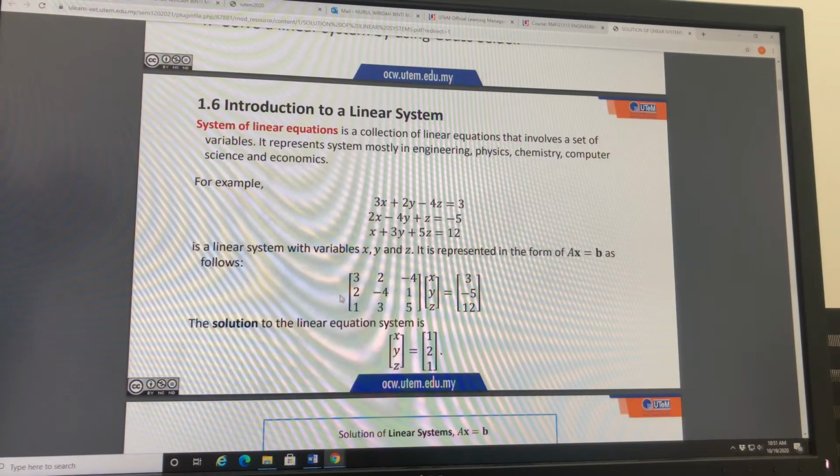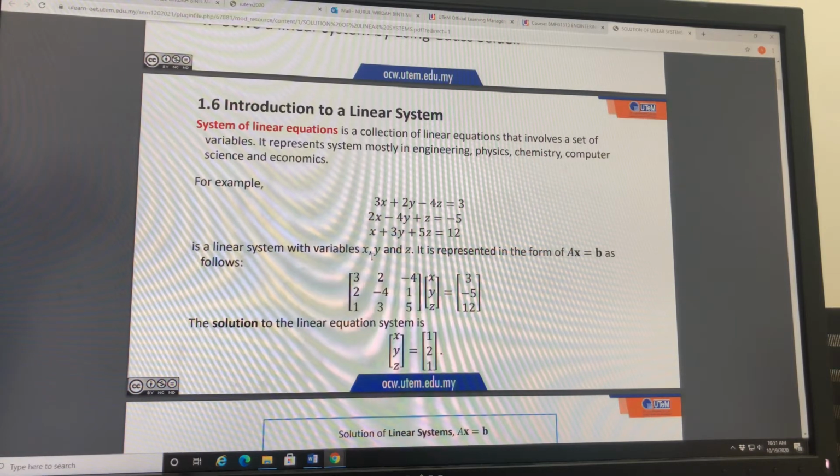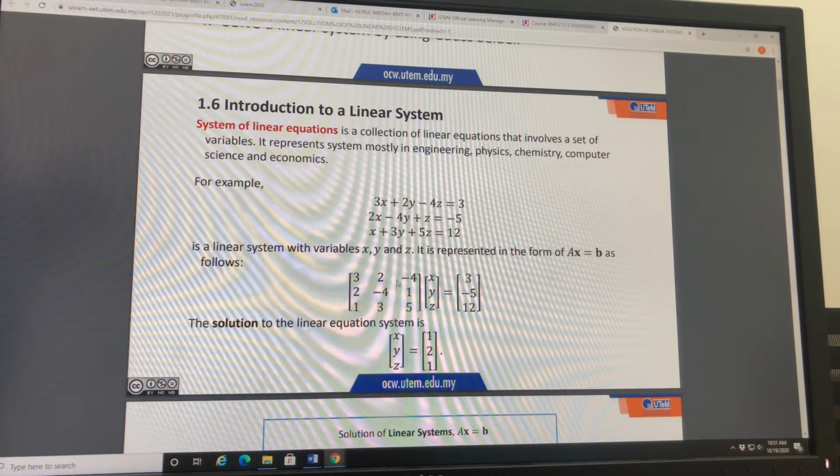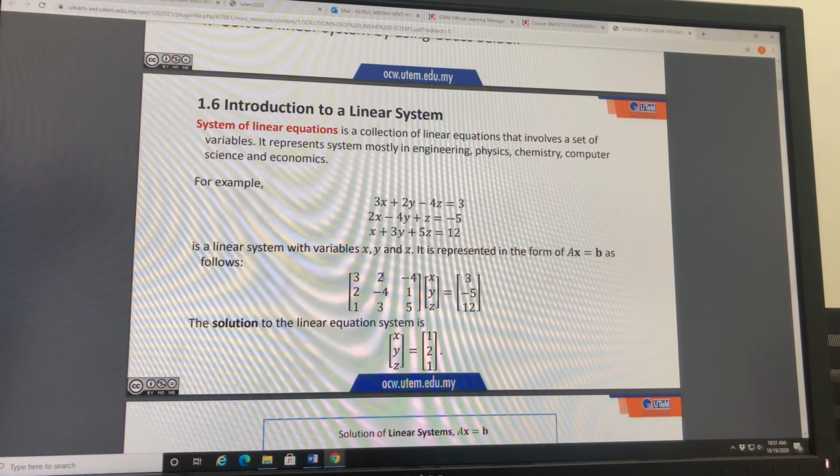Actually, we will transform it. This is a standard equation, but now we will represent it in matrix form, AX = B. You can see here this is matrix A, which we get from this one. We abstract it from this. Matrix A means a matrix that contains only the coefficients.